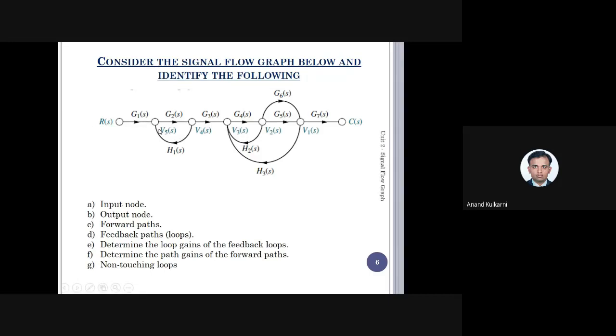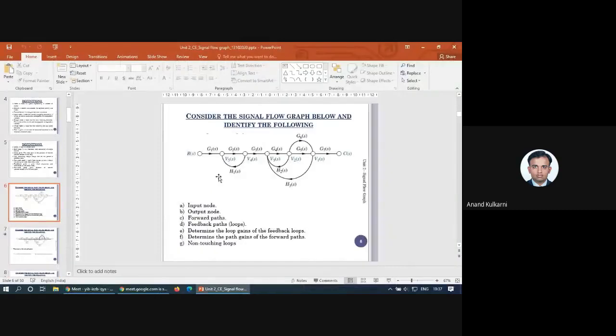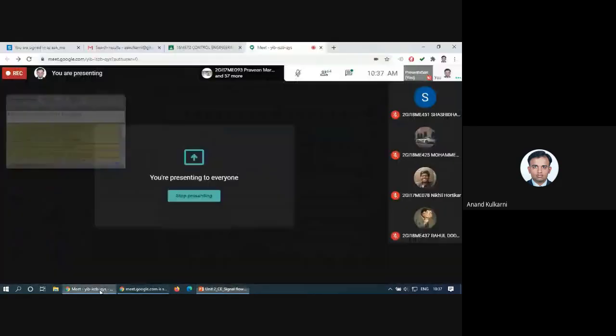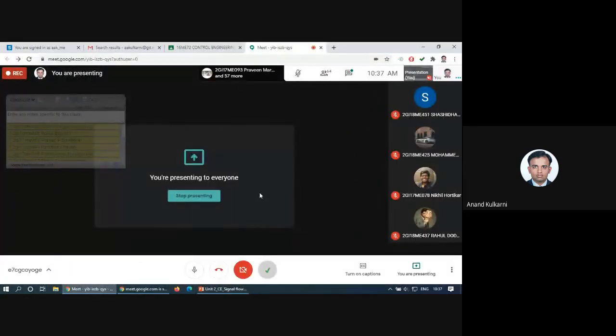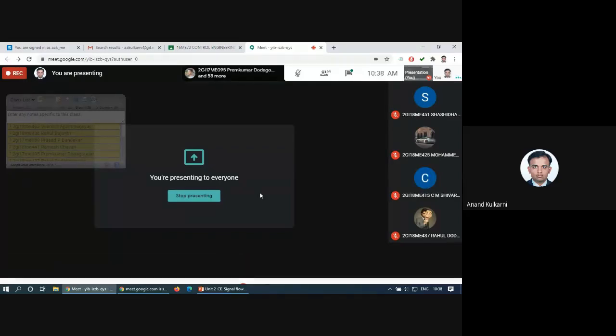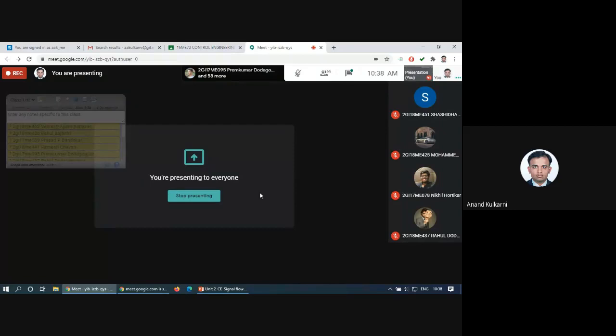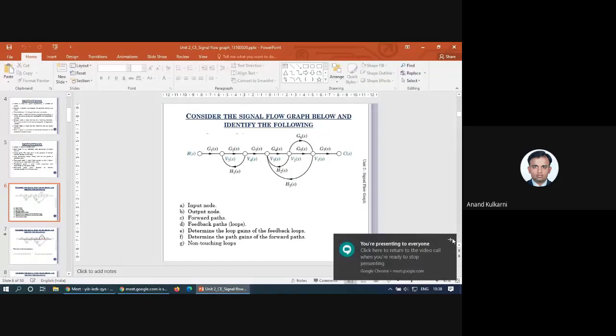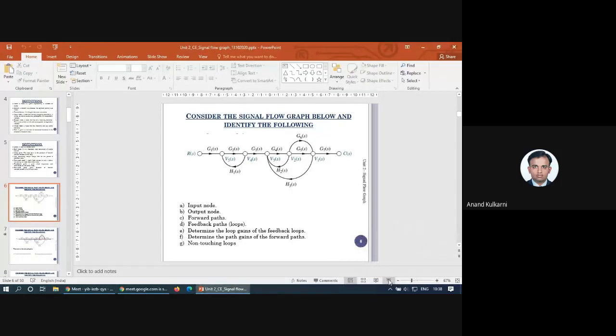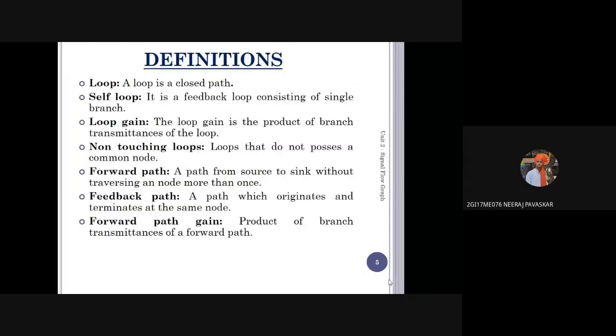Yes, any doubts? Do you have any doubts with respect to these points we discussed? What is a node? What do you mean by input nodes? What are the signals? What is the input node? What is the output node? Then what is the transmittance? Up to this, do you have any doubt? Any doubts? No, sir, no doubt. Okay, okay.